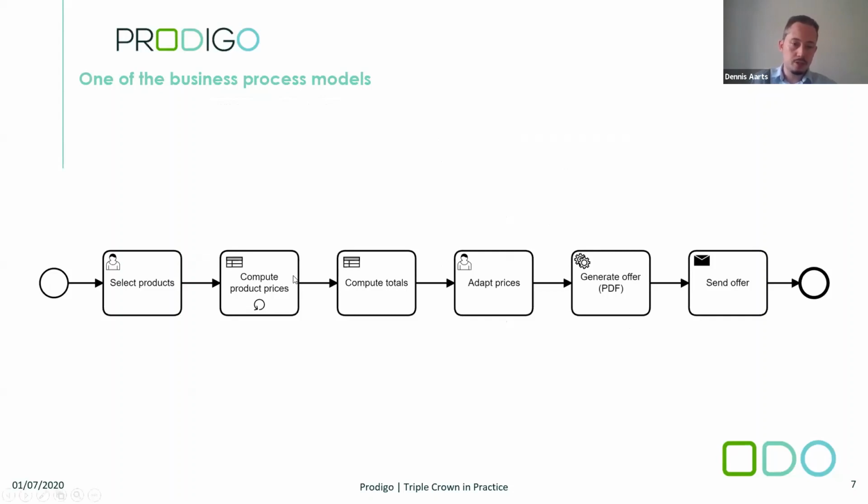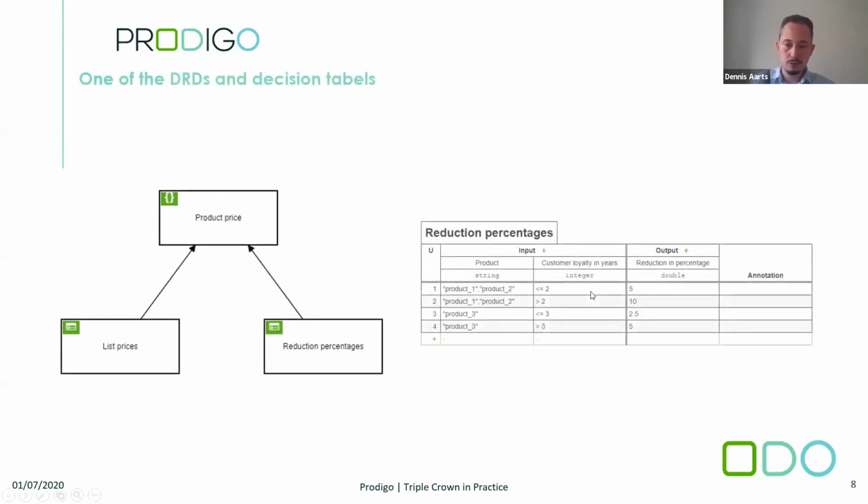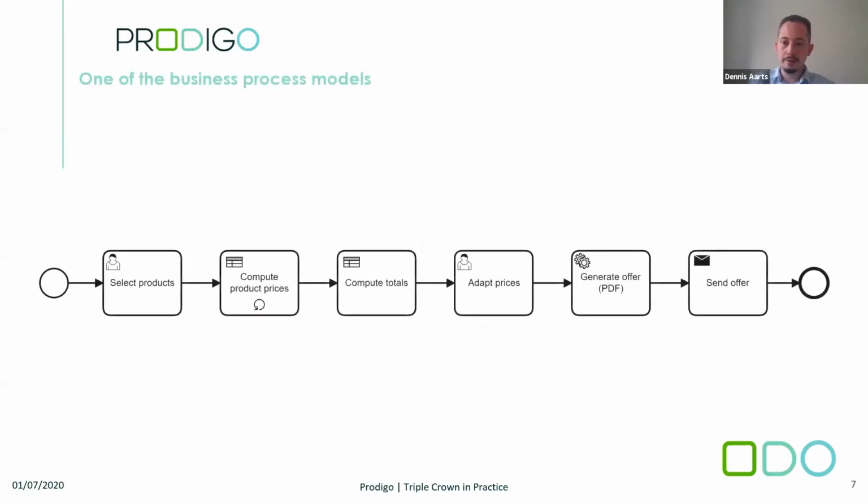Then once all the prices of the selected products have been computed, we compute the totals without tax, including tax, etc. Then the fourth step is the possibility for the end user to adapt the prices. So for example, if there is a special agreement with a customer or things like that, they are able to manually adapt the prices. And then once they are done with that, an offer is being generated in PDF. And the offer is then being sent to the customer. So the email address of the customer is registered and the email is then being sent to the customer.